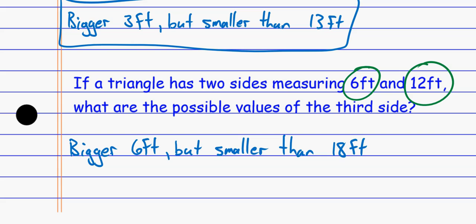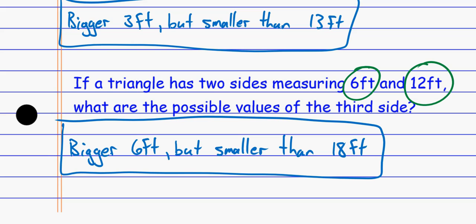So 6.1 would be okay. 17 would be okay, but 19 would be too big, all right? So again, to find the range of values for the third side, we just add and subtract. We subtract and say it's got to be bigger than that value. We add and say, hey, the third side has to be smaller than that value, okay? So bigger than the subtraction, but smaller than the addition, all right?